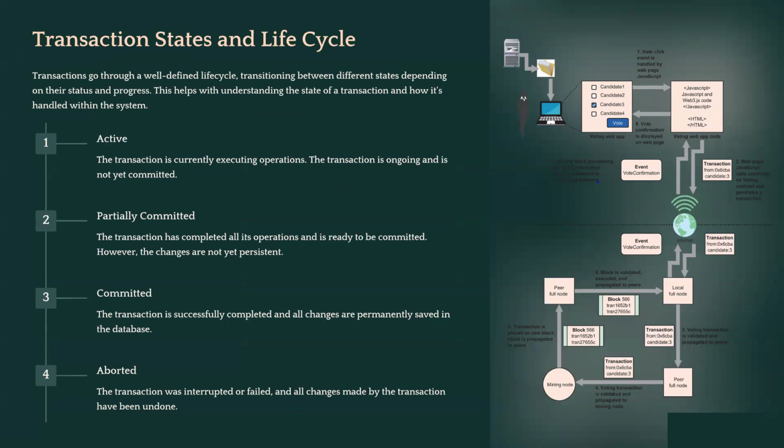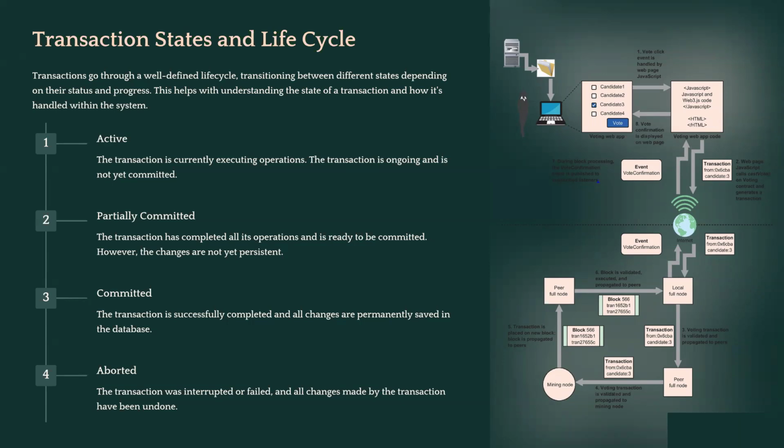Next is transaction states and life cycles. How the transaction is done is given in the slide. A transaction goes through a well-defined life cycle. A transaction moves between different states depending on its status and progress. This helps in understanding the state of a transaction and how it is handled within the system.